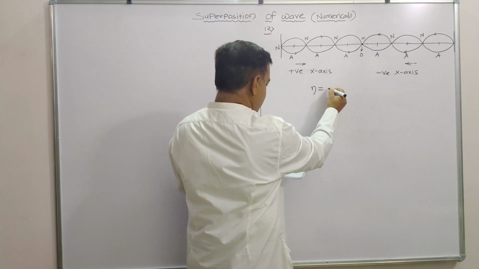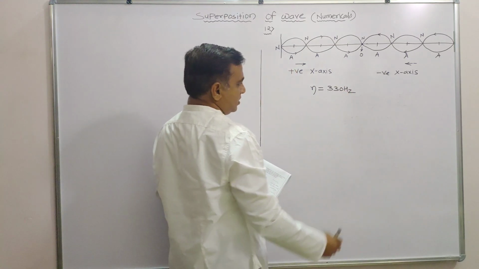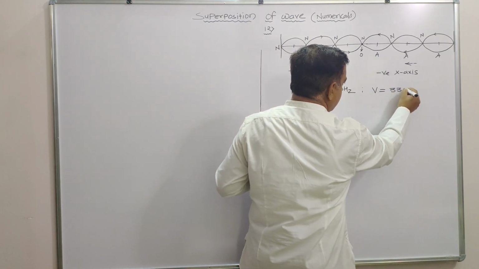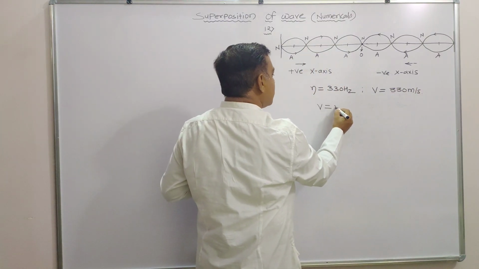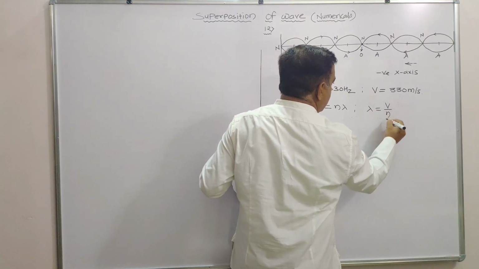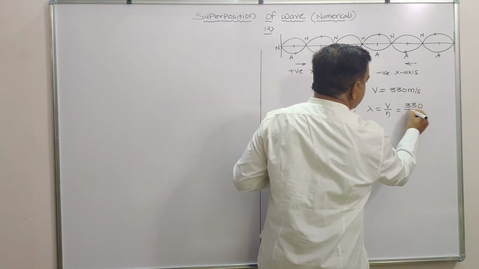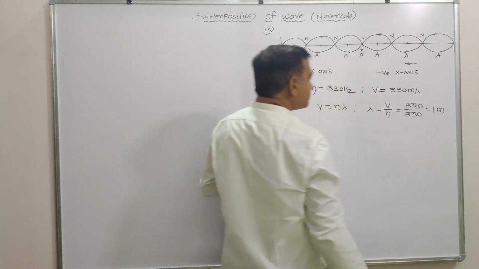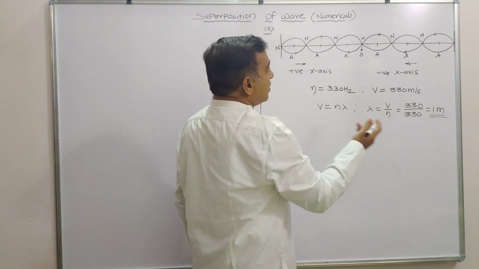Frequency is given, frequency is equal to 330 hertz. Obviously we are going to take the wave velocity in air, that is 330 meter per second. We know that V is equal to n lambda, then lambda is equal to V upon n. Both the values are given. Substituting, 330 divided by 330 comes out to be 1 meter. So we consider the wavelength as 1 meter.